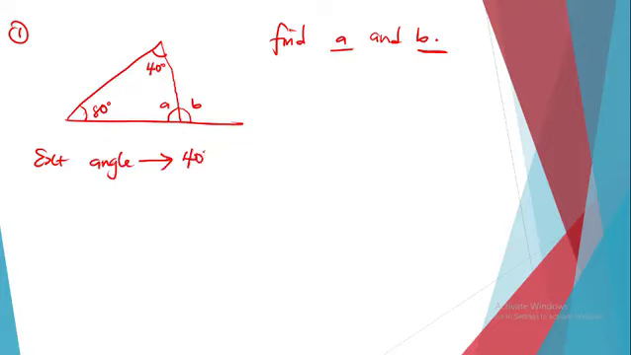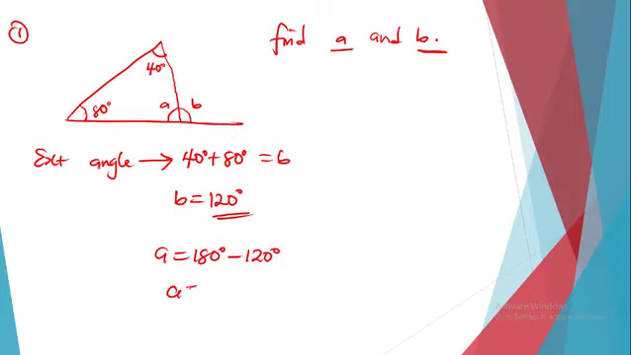Applying that rule, we say that angle 40 plus 80 is equal to B, since they are the two interior opposite angles, 40 and 80. So B then is equal to 120 degrees. If B is 120, then A is equal to what? This is angle on a straight line, right? Angle on a straight line is equal to 180. So 180 minus A would then be equal to 180 minus 120, and A is equal to 60 degrees. This is the first way of solving this.